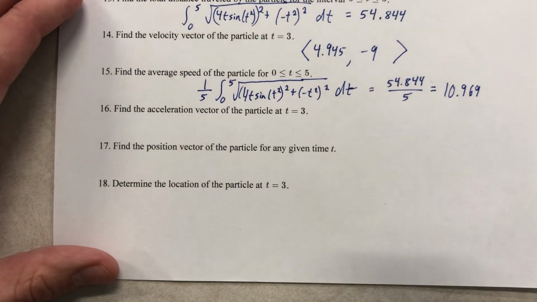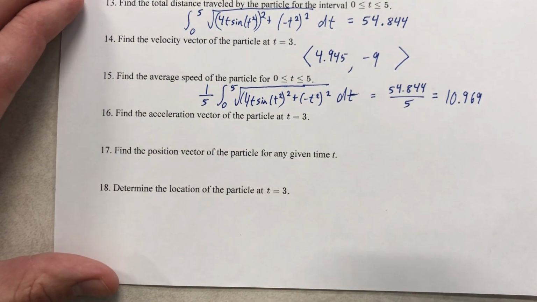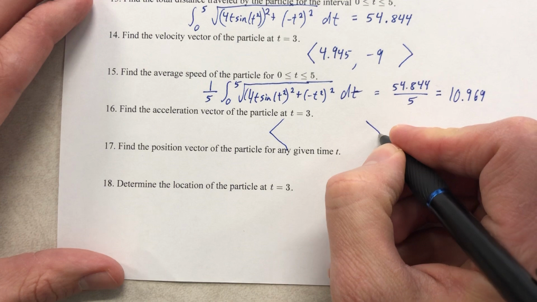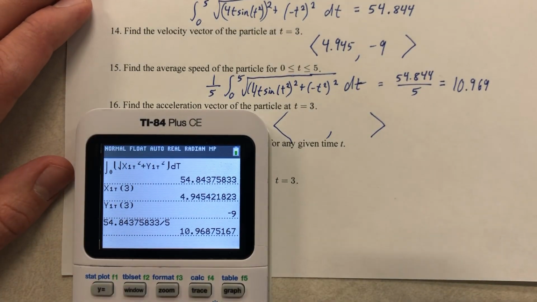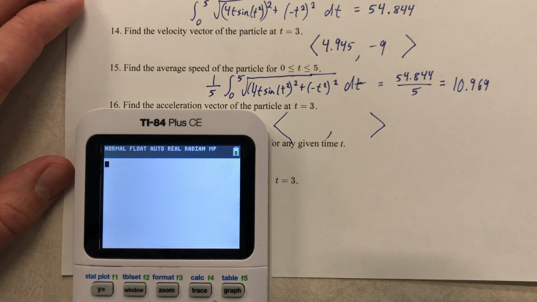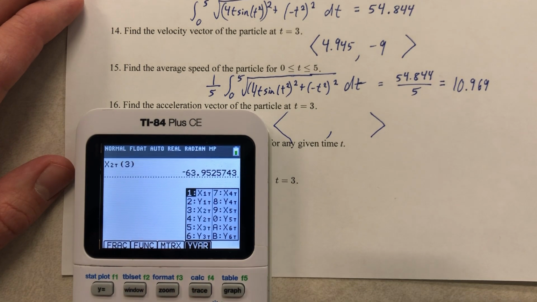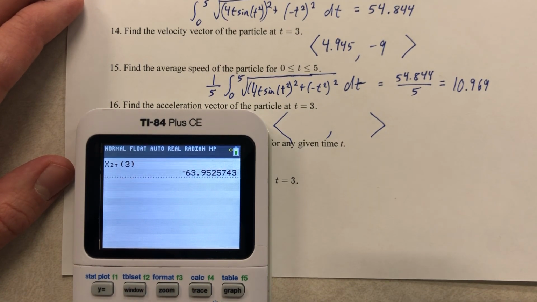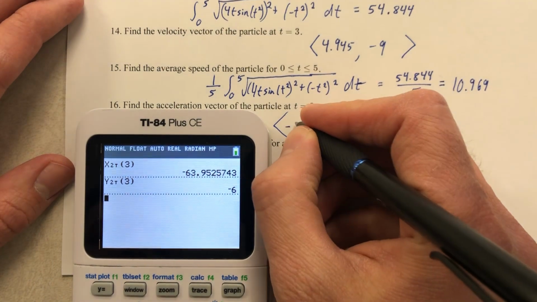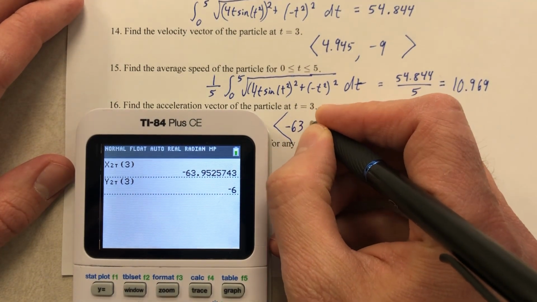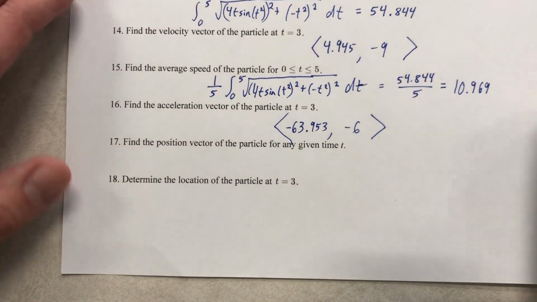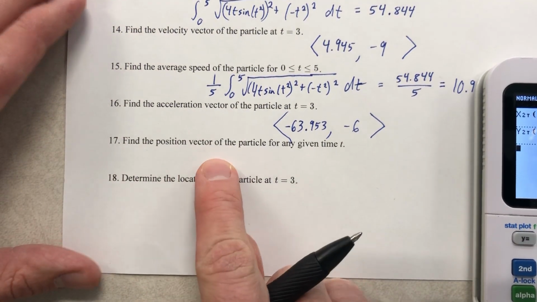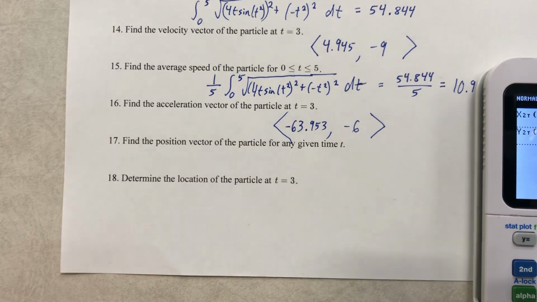All right, find the acceleration vector of the particle at t equals 3. Don't make it harder than it is. Plug in a 3 into the derivative of velocity, which in this case is x2 and y2. So clear that stuff out. Alpha trace, x2 of 3. Alpha trace, y2 of 3. And I got negative 63.953, and negative 6.